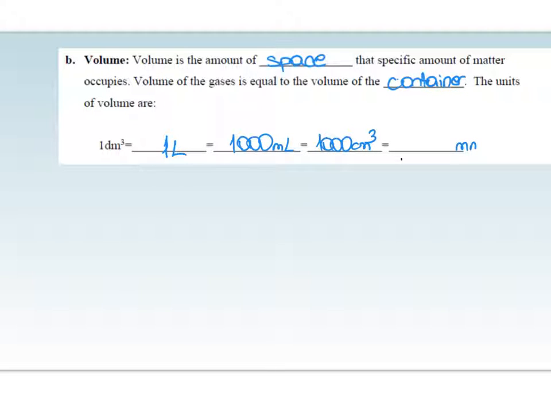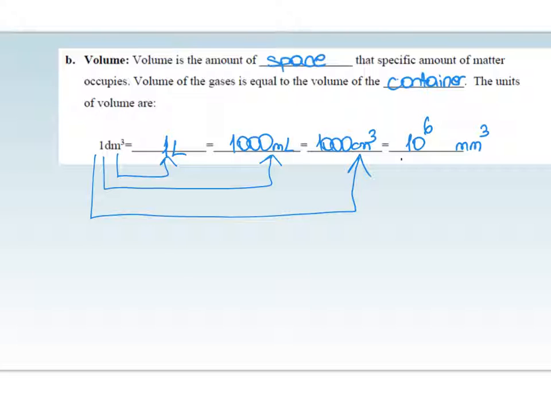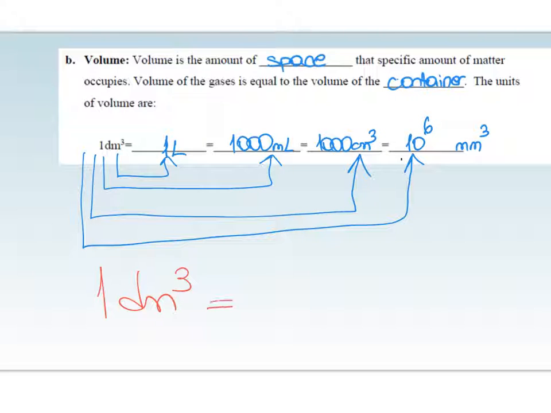So let's say that there is another unit here, millimeter cube. So millimeter cube will equal 10 to the power of 6. So let's say that 1 decimeter cube is equal to 1 liter, 1 decimeter cube is equal to 1000 centimeter cube. This is equal to 10 to the power of 6 millimeter cube. So the knowledge that you should derive from this data is that 1 decimeter cube is equal to 1 liter and 1 centimeter cube is equal to 1 milliliter.